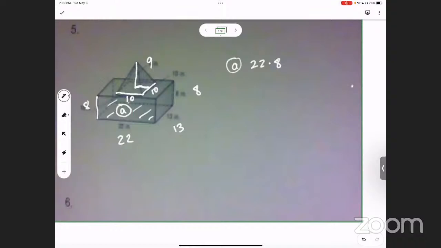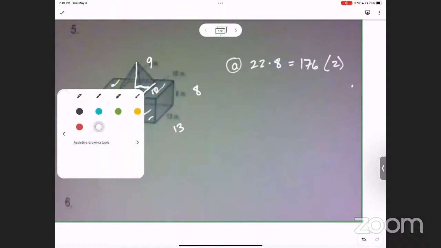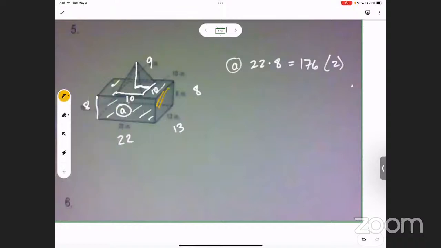And how many of those are there? 2. Very good. There's 2 of those. So I've got times 2. That's going to cover that one and the one on the back, right? Yeah. Okay. And then how about this side right here? I'm going to change the color to yellow. What would this area be right here? 8 times 13 is 104.